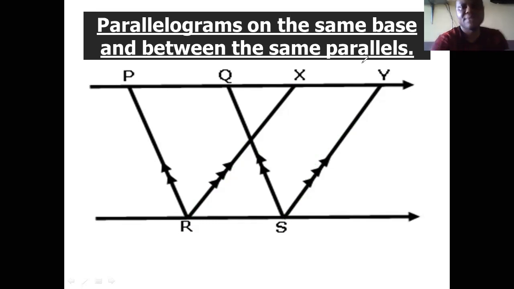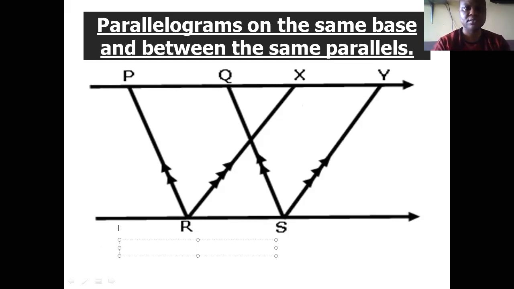Okay, now look at this diagram carefully. Can you identify two triangles? Because we are going to prove this theorem. Can you identify two triangles? Okay, that's correct. We have two important triangles here.